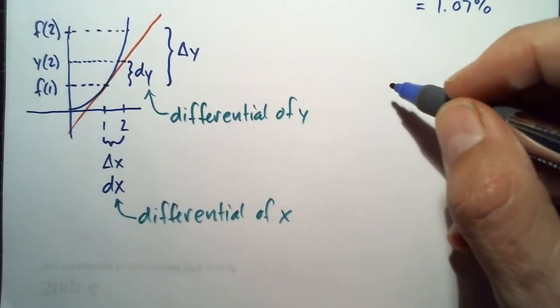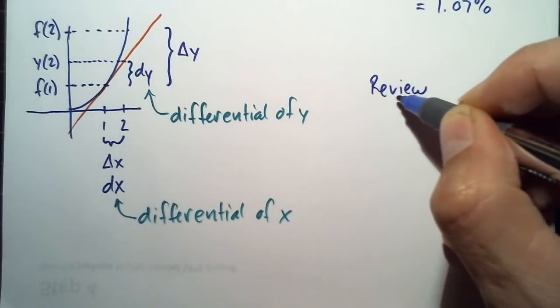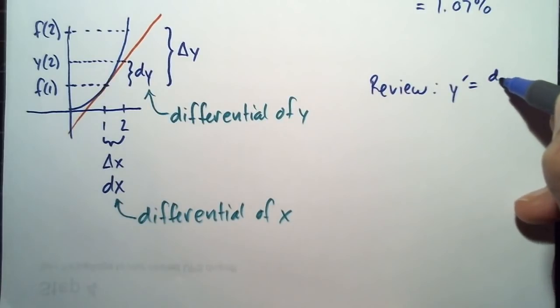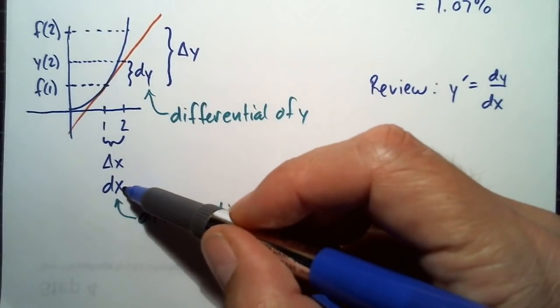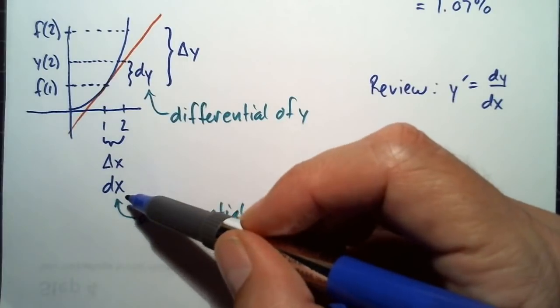Okay, and now let's remember that y prime is dy dx. Just two different notations for the derivative. But now, we already know that the differential of x is equal to delta x, the change in x. They're equal.